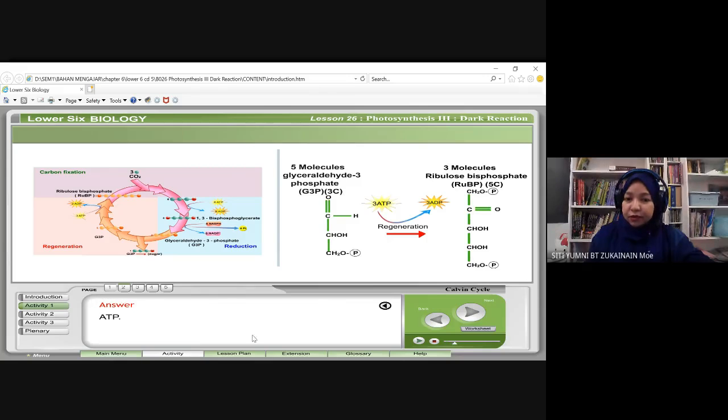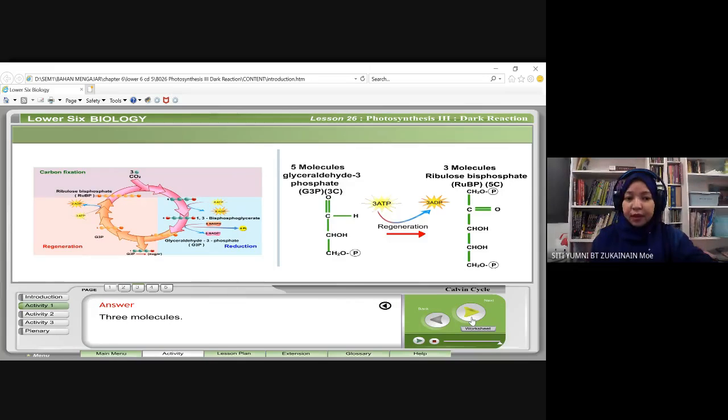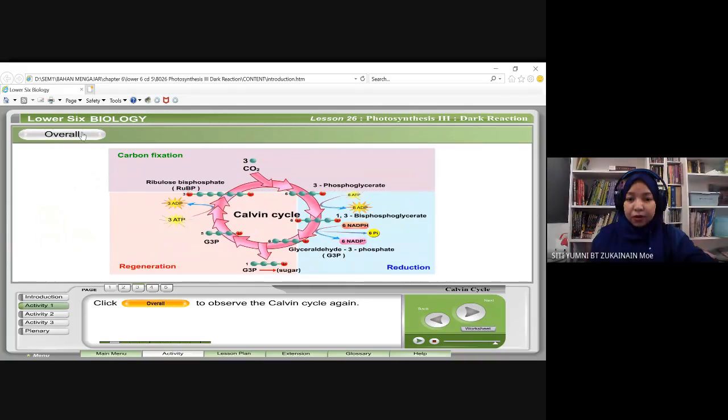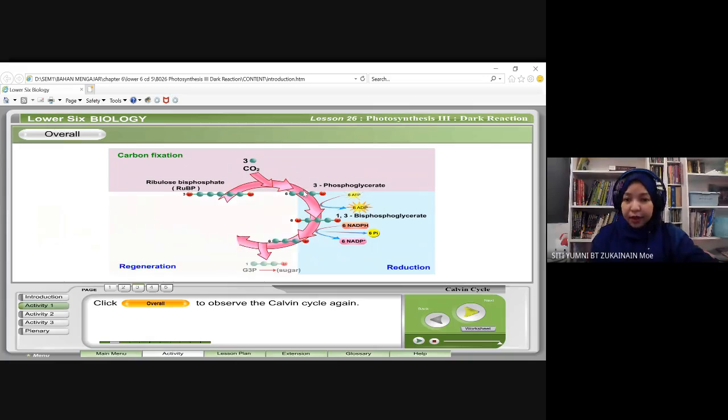So where does the phosphate group come from? From ATP. So how many molecules of ATP are utilized here? From 5 molecules, they need to form 3 molecules, so only 3 molecules of ATP are utilized here. For overall, you need to observe the Calvin cycle again. In the stage of carbon fixation, 3 carbon dioxide enter the Calvin cycle to produce 1 G3P. In the stage of reduction, they utilize 6 ATP, and later on in the regeneration phase, G3P utilizes 3 ATP to rearrange and become 3 molecules of ribulose bisphosphate, RuBP.